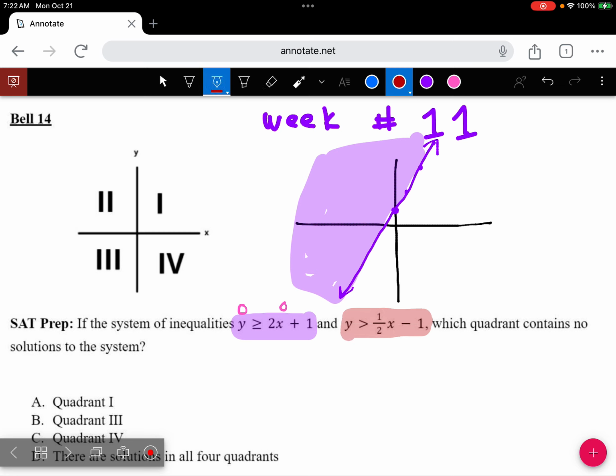So on this one, we would have starting at negative 1. We're going to go up 1 over 2, up 1 over 2, like this. So it's going to be vaguely like this one. Nope, it's going to be a dotted line now.